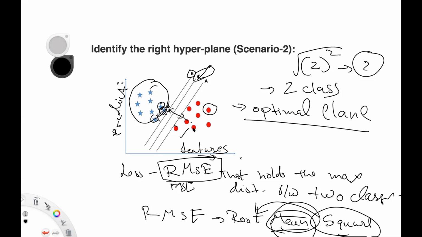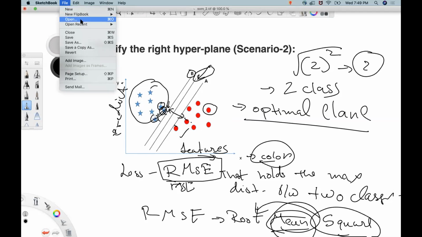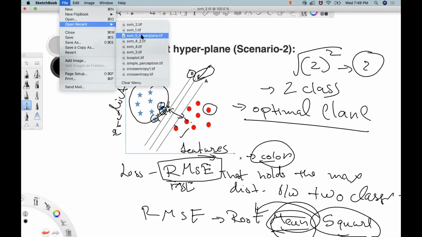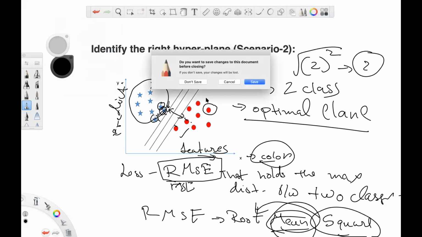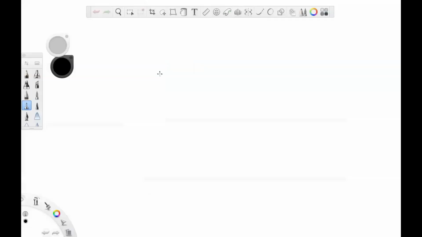Okay, guys. So we have features on the x-axis, and basically on an x-axis we can only have one feature, which in this situation is color. Let's say we can have color, but there can be scenarios where we have many features. Let's take the example with two features. In this we are going to understand different types of hyperplanes.